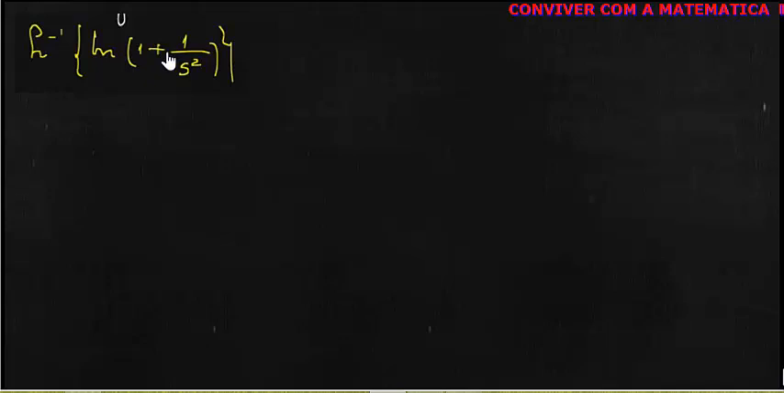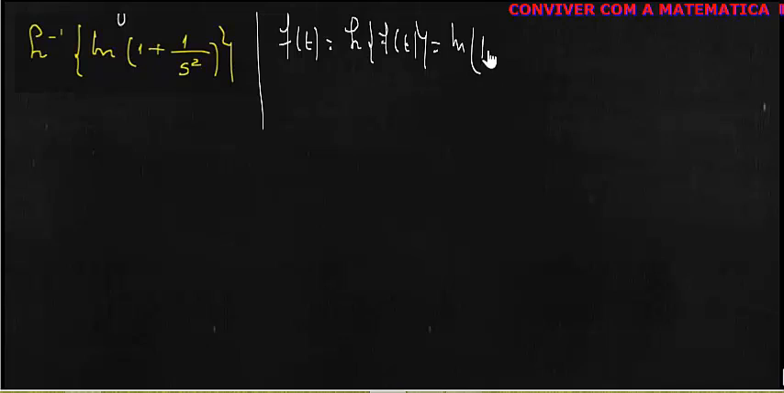So I want to calculate the Laplace inverse transform of the logarithm of 1 plus 1 over s squared. And what does this mean? This means that, let us say there is a function, let us call it f of t, for which the Laplace transform of f of t equals the logarithm of 1 plus 1 over s squared.